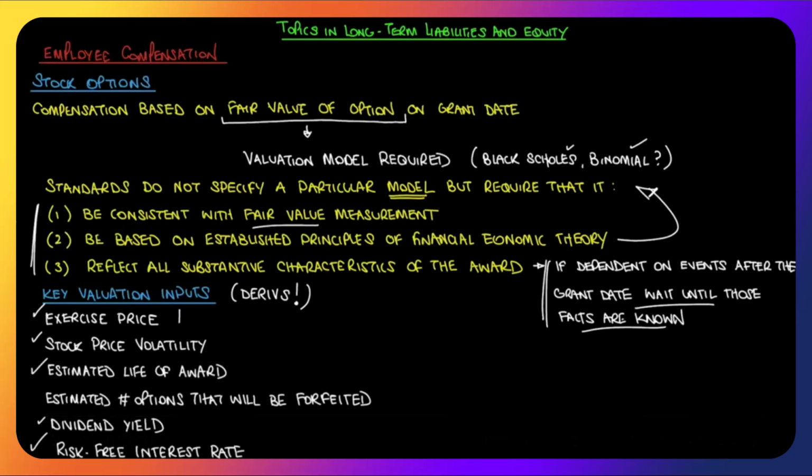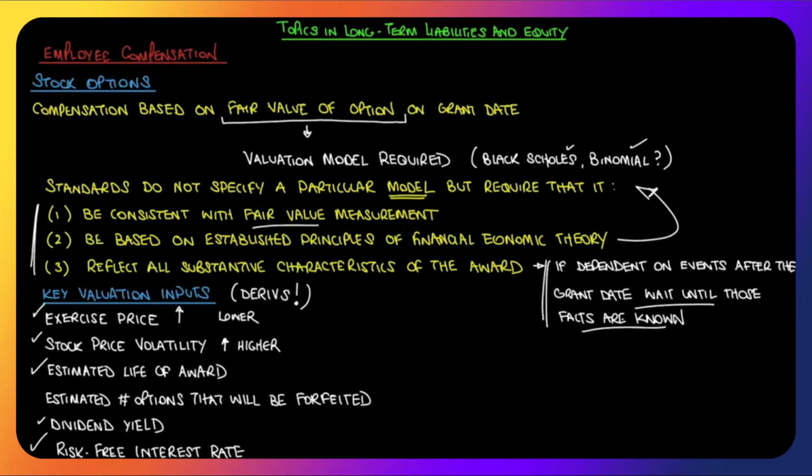The higher the exercise price, as that increases, the lower the value of the option, because the employee has to pay more to buy the stock. Volatility. Volatility increases the value of options. Limited downside, bigger upside. The life of the award. How long is it until the option is going to be awarded? The estimated number of options that are forfeited. Not really something we look at in derivs, but worth mentioning here.